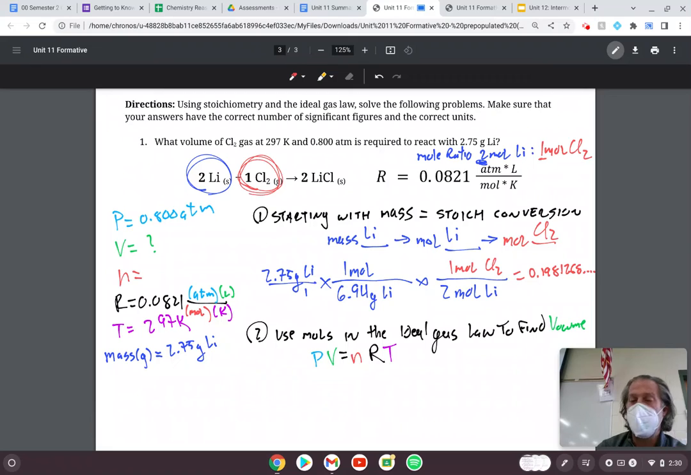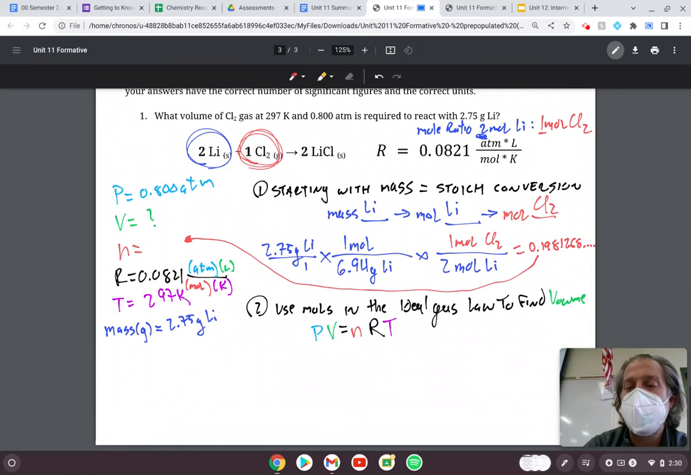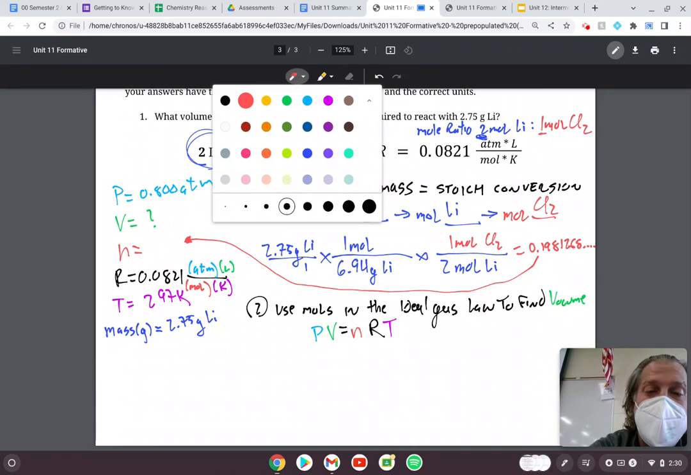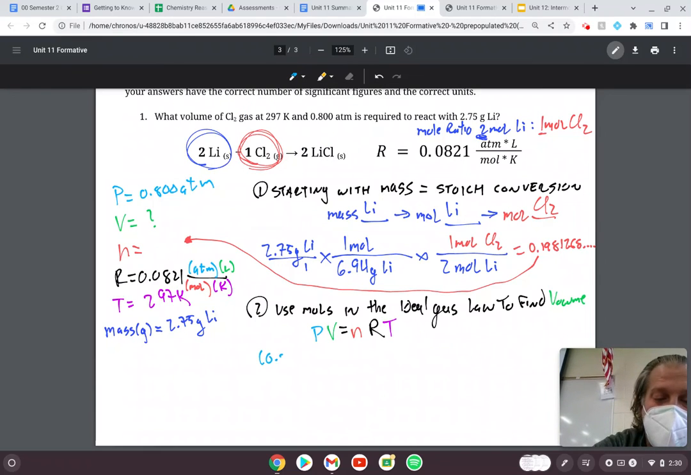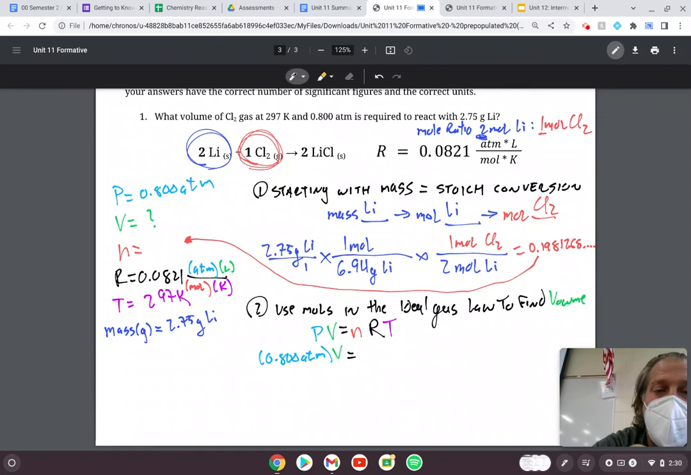So now that's my number of moles, right? So now I know this quantity right here, which means I can go ahead and actually solve using the ideal gas law. So the pressure that we were given is 0.800 atm. Solving for a volume. The number of moles we just identified to be 0.198126 dot dot dot moles.